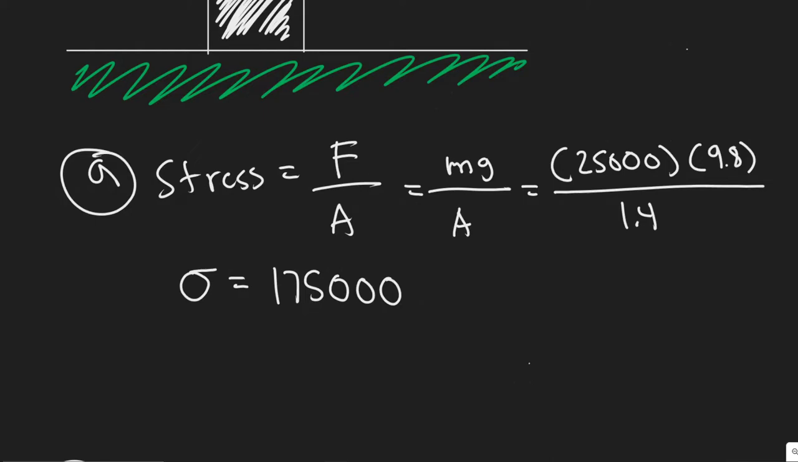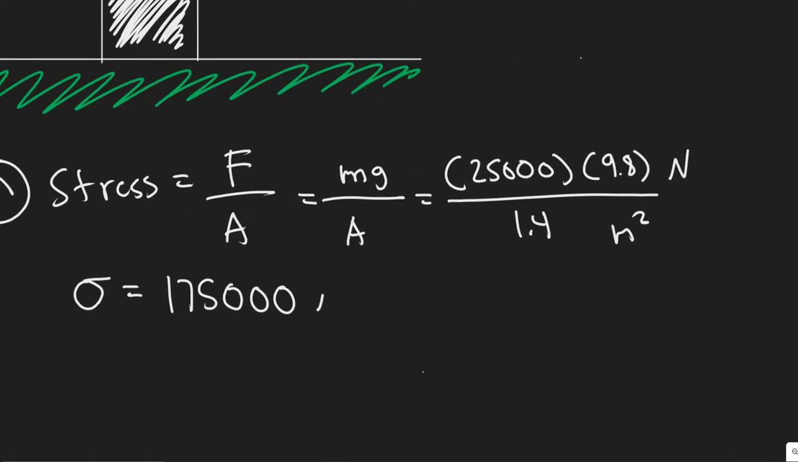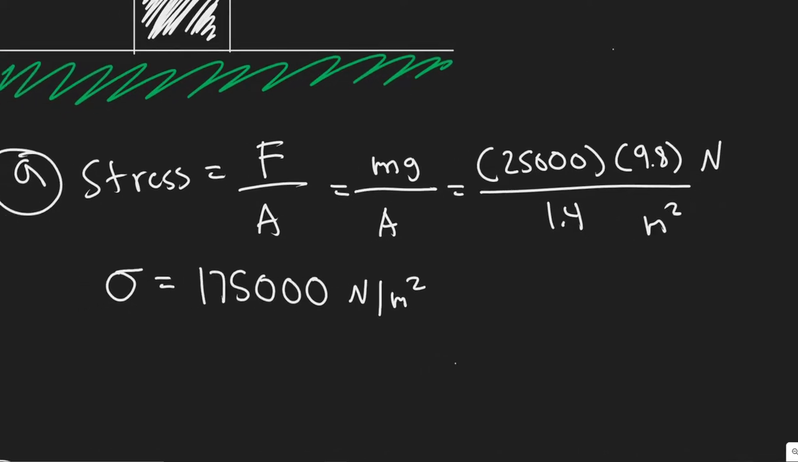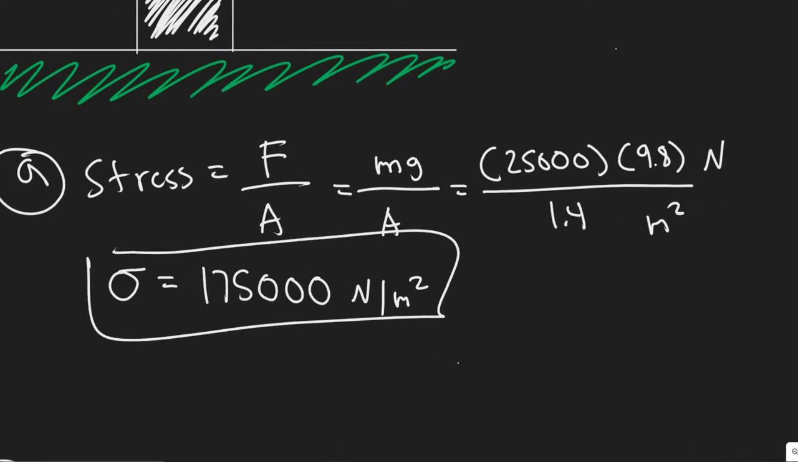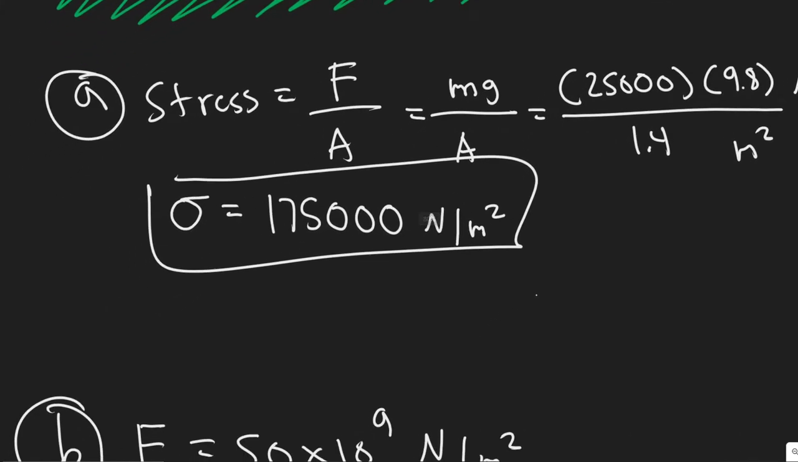And then the units for this, realize what we're working with. So what we measure stress in, force is measured in newtons, and area is just meters squared. So it's newtons per meter squared. That's going to be the units. So our stress here is 175,000 newtons per meter squared. You can rewrite it, though, if you'd like. So you can say 1.8 times 10 to the 5 newtons per meter squared.